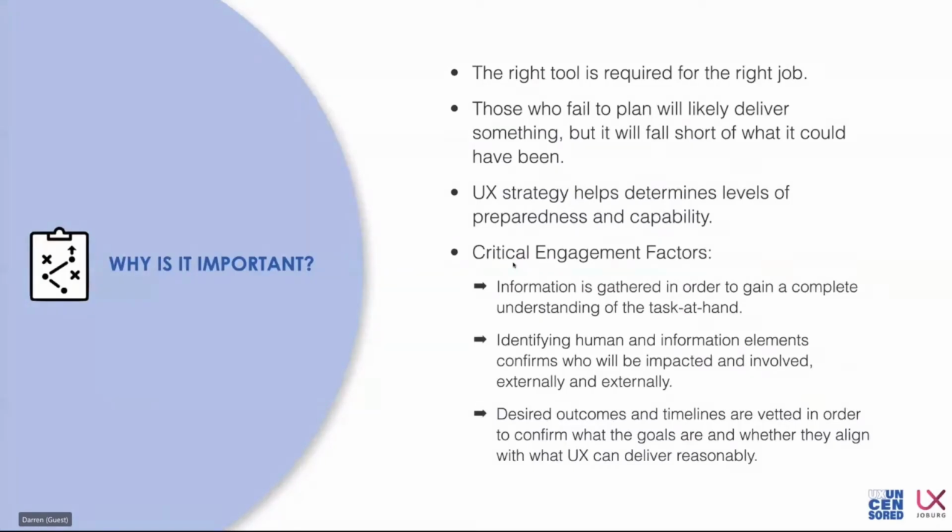That's part of UX strategy as well. Again, broadening the scope a little bit. Desired outcomes and timelines have to be vetted out in order to confirm what the goals are for this initiative, whatever you're working on, and whether or not they align with what you as a UX team can reasonably deliver. You don't want to say you can do something and you can't. So UX strategy also then, again, it leaks over into your own personnel, your own human resources capabilities.